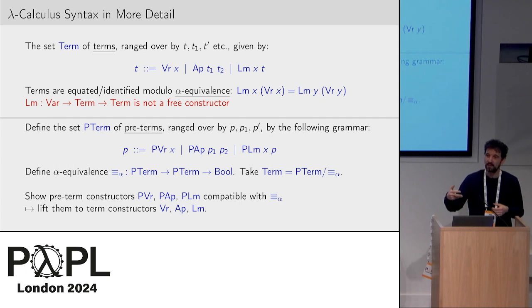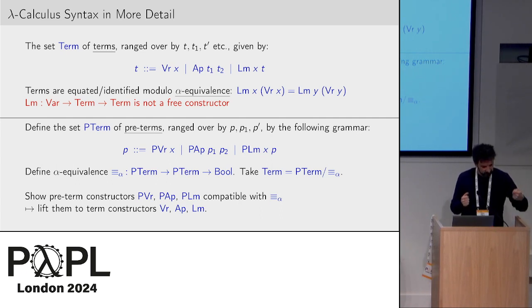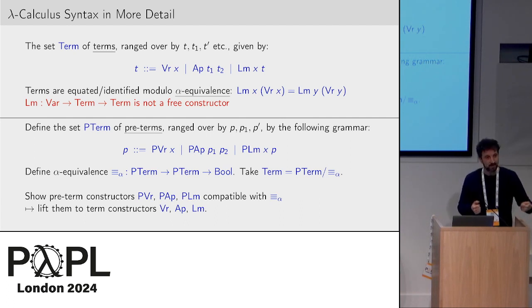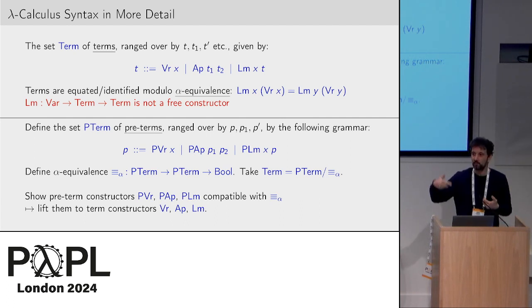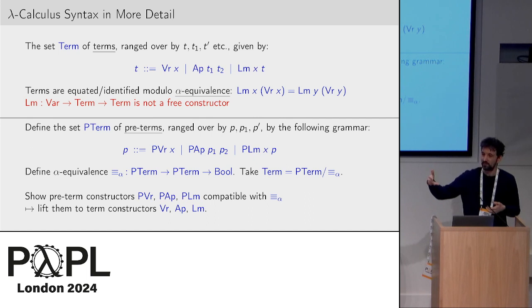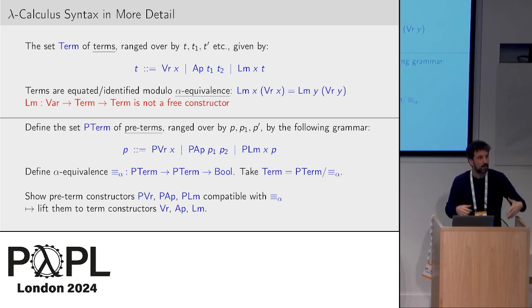And then we show that the preterm constructors are compatible with alpha, which allows us to lift the preterm constructors to term constructors. And after we have enough properties proved over terms, we can completely forget about preterms and focus on the terms. So we can work at that abstraction level. Now, this may look a bit tedious, but this is perfectly standard and fully automatable.